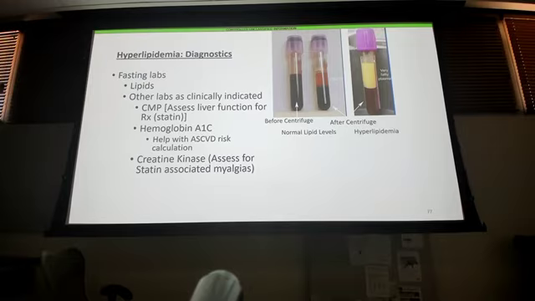When you go to diagnose a patient, you're going to get fasting lipids because you want to see what their cholesterol actually is. And then you also want to get things like looking at their liver function, renal function, what's their diabetes level, because that's going to help me decide on risk. And then I want to get a baseline creatinine kinase because if I'm going to give them a statin, I need to know what their baseline is first because statin could affect that value.